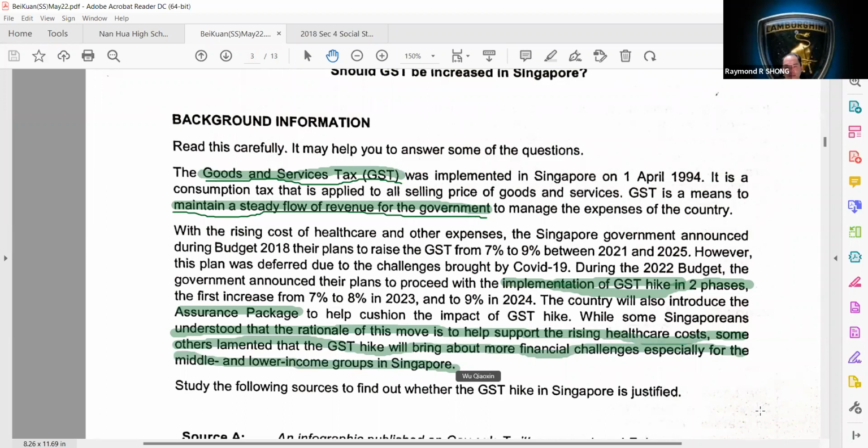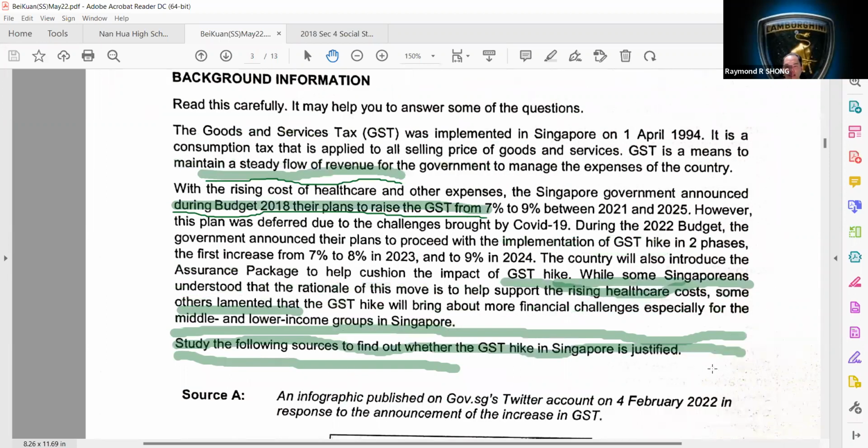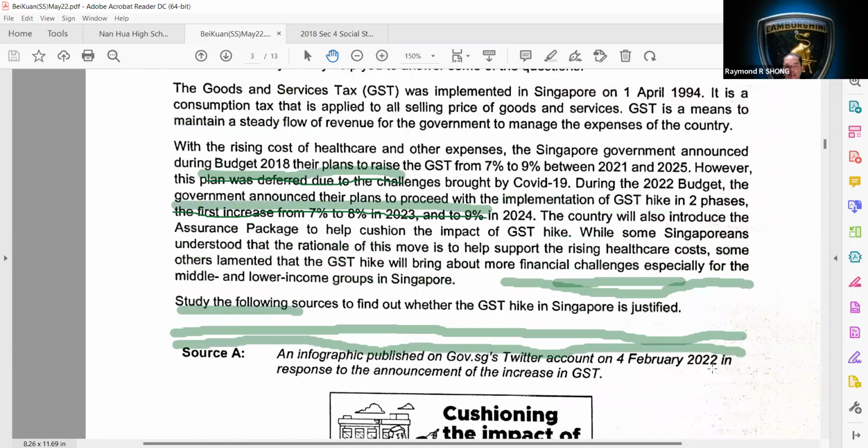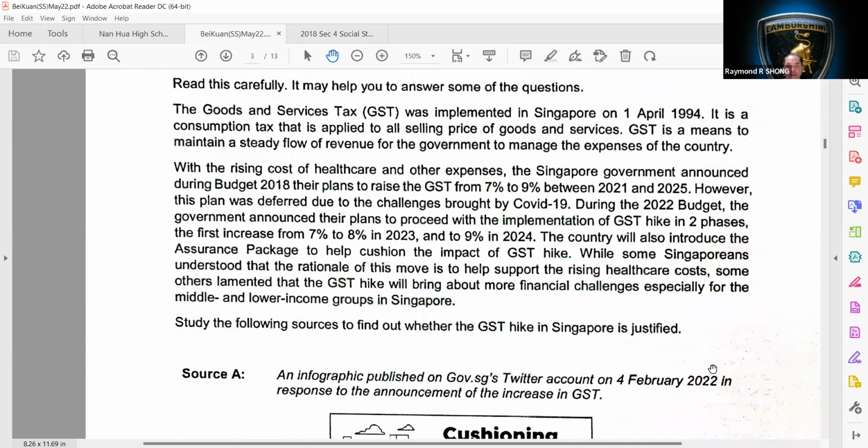No need to underline so long, especially financial challenges. That one I don't want. So just take away everything now. Thank you. So please, Pei Kun, in your next exam and next practice, all of you, for goodness sake, please. When you see the background information, you need to use a pencil and underline it.